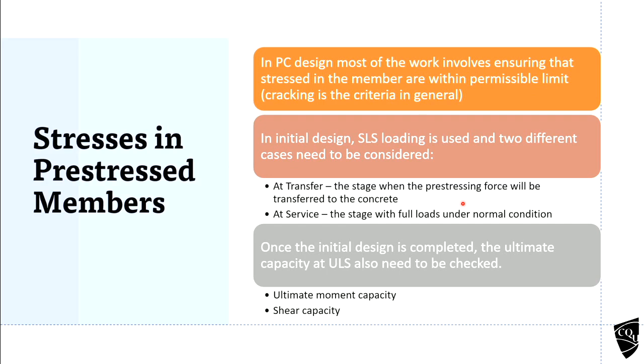We use these two stages to obtain a suitable cross section, the prestressing force and its location. For all three, we will use the initial design under the serviceability limit state, and that time we will use these two stages. Once we finish those, we will go to the ultimate check, that is bending and shear capacity.